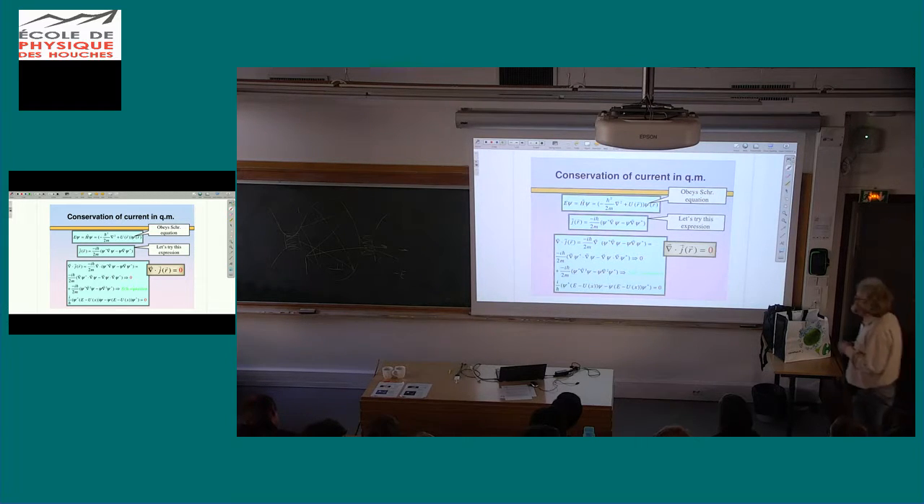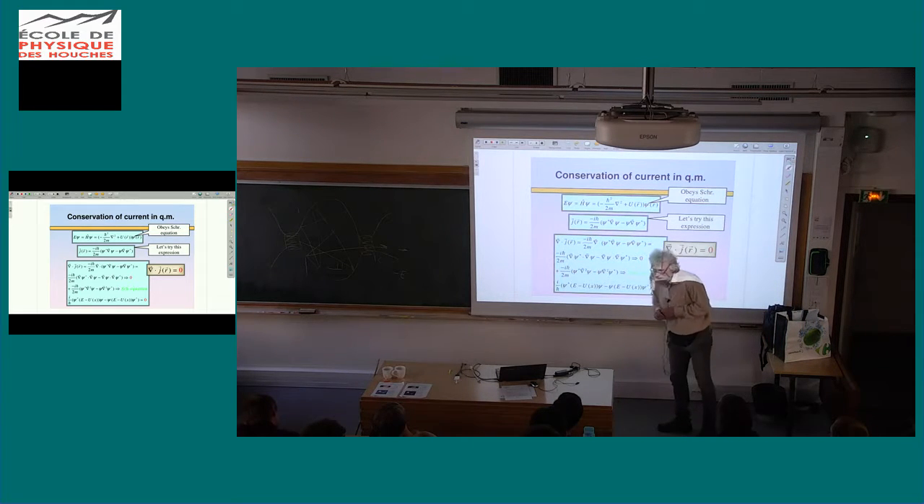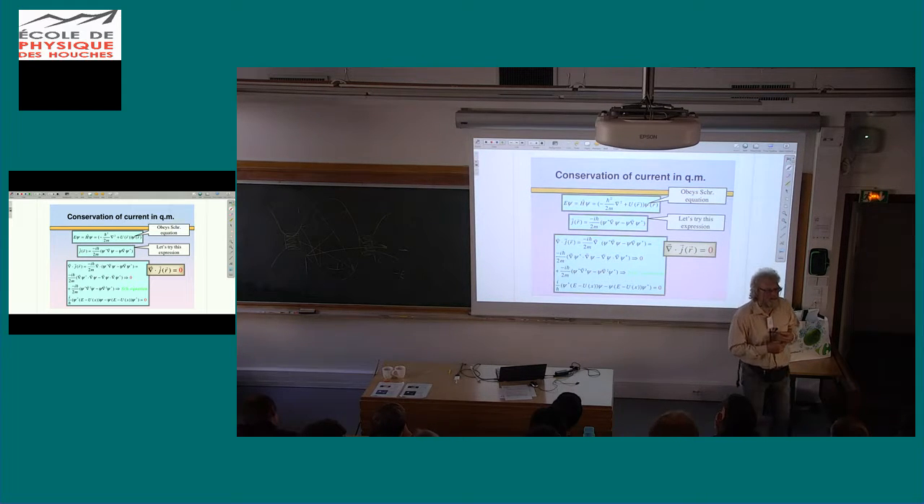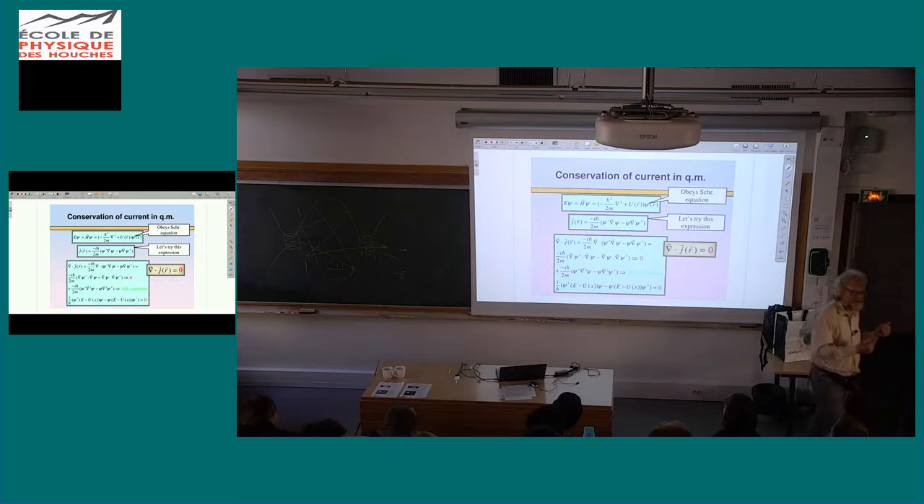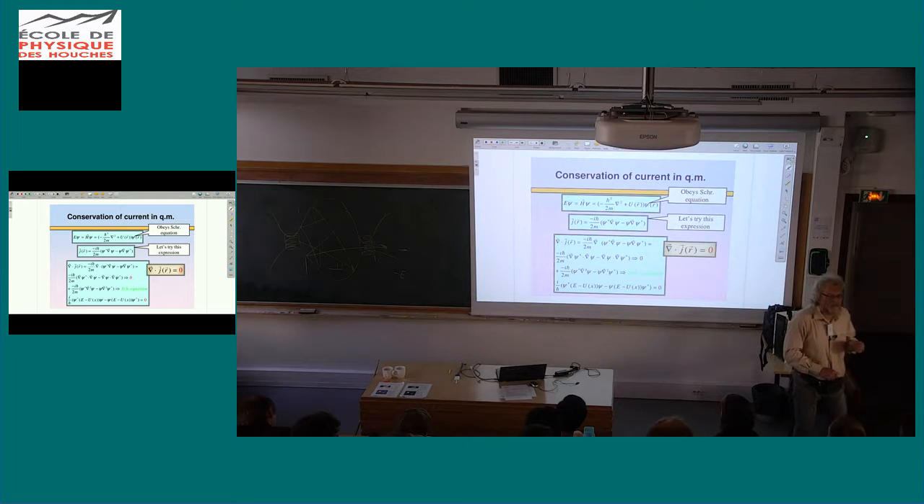Right, what kind of derivation is it? It is the derivation of conservation of probability. The wave function is associated with probability in quantum mechanics. And to make this association consistent, one has to prove that the probability current is conserved, that its divergence is zero. Right? That's why it's in a good quantum book, somewhere in the first pages.